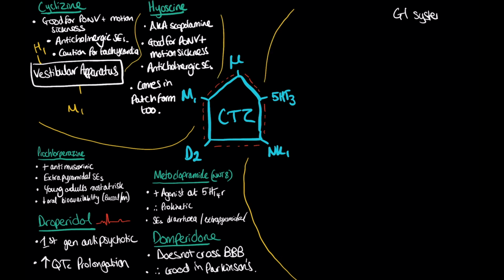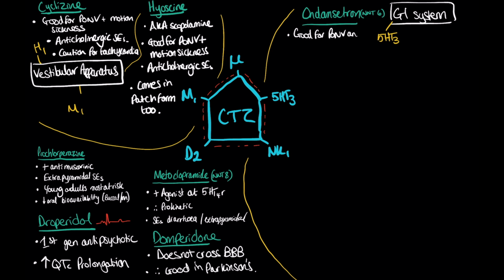Next we have the serotonin receptor antagonists. I'll add the GI system back in here from part 1 with the peripheral 5-HT3 receptors. The most common one we use is ondansetron. The number needed to treat is 6. Ondansetron is effective for post-op nausea and vomiting and chemotherapy-induced nausea and vomiting, but not very good for motion sickness. You can probably guess why.